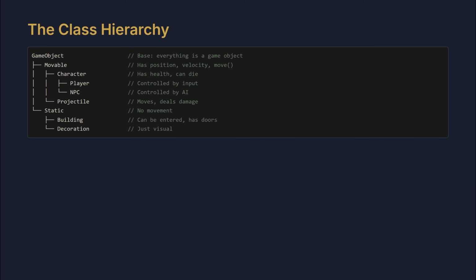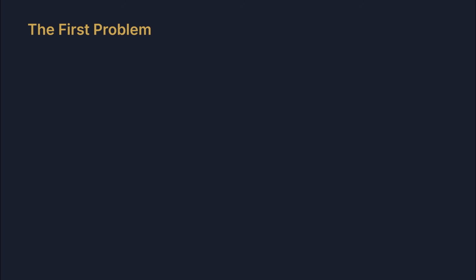We have a game object at our very base. Everything is a game object. But then we split things into movable objects and static objects. And we can differentiate between characters and even then between players and NPCs. And it looks organized, but here comes the problem.